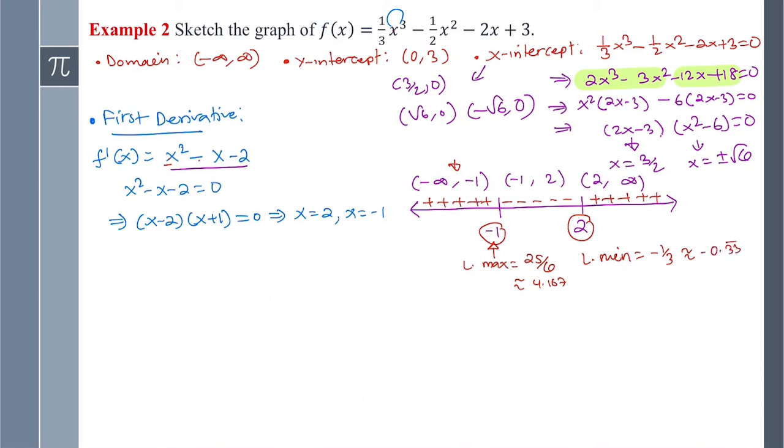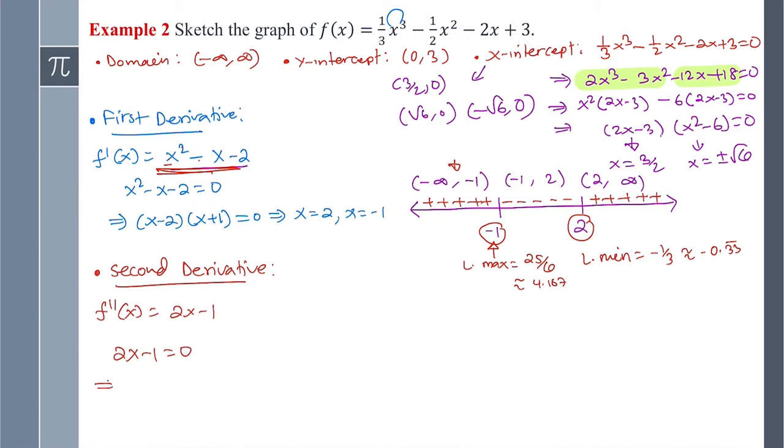Okay. Now let's go ahead and find the second derivative. The next thing is we're going to find the second derivative, and we will use the second derivative to figure out whether the function is concave up or concave down. So the second derivative equals the derivative of this function here, which is 2x minus 1. To find the inflection point, we'll do 2x minus 1 equals 0. If we solve for x, we get 1/2.